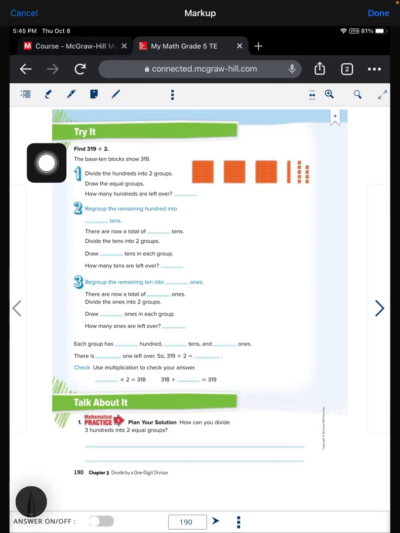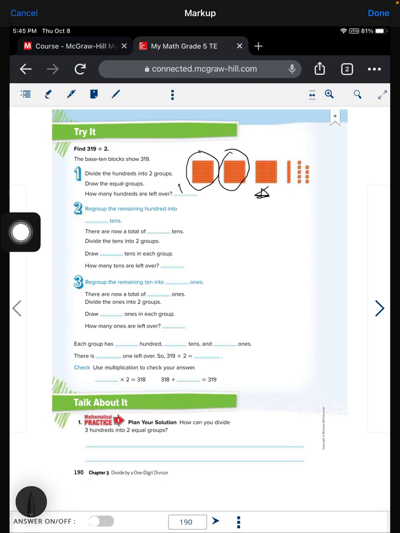This one's a little bit different, but don't worry, we'll get it figured out. Number 1, use the base 10 blocks, and they show 319. Now we got to divide the hundreds into 2 groups. Okay, well there's 1 group, 2 groups. How many hundreds are left over? Ooh, that guy's left over. So now they want us to regroup the remaining 100.